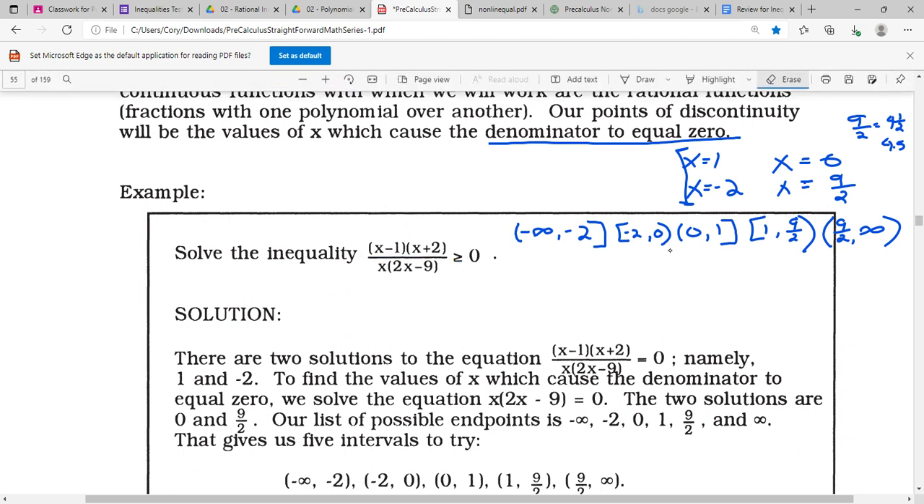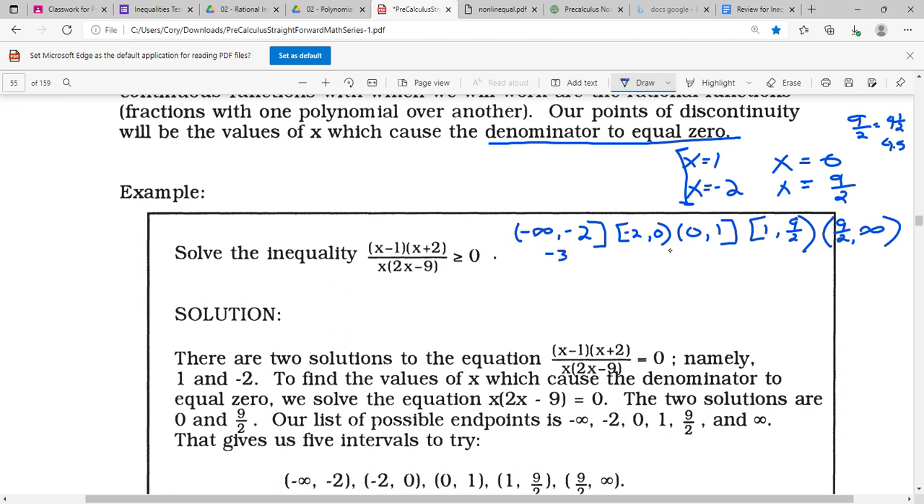Alright, so any random number between anything less than -2, so I'm going to say -3. Between -2 and 0, I'll say -1. Between 1 and 0, I'm going to have to go with 1/2. Between 1 and 9 over 2, 9 over 2 is 4.5, so I'm just going to say 4. And then anything more than 4.5, so I'm going to say 5.